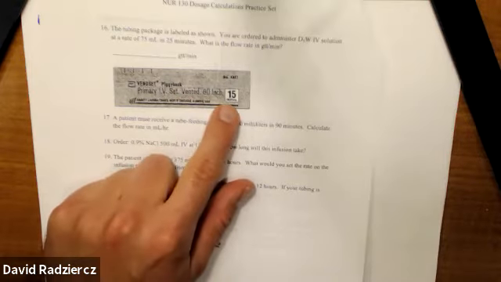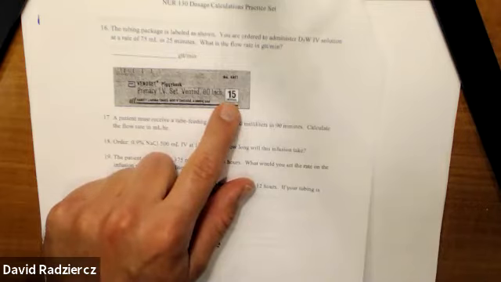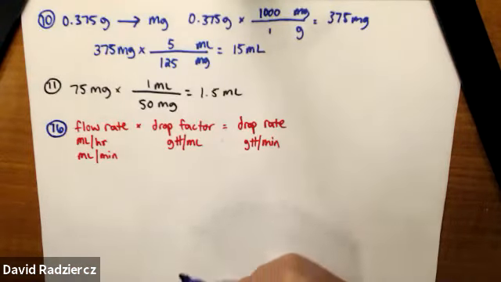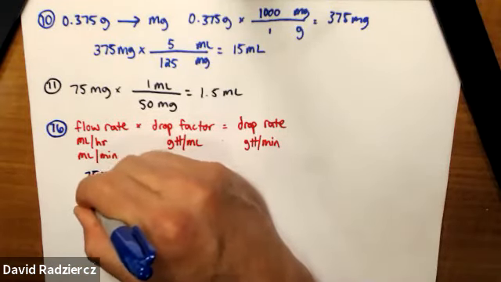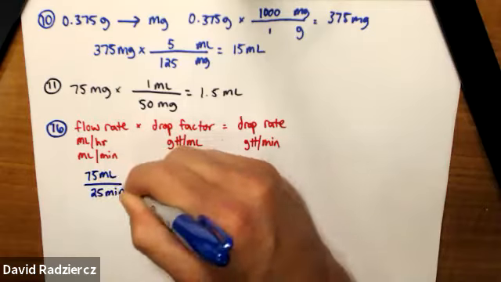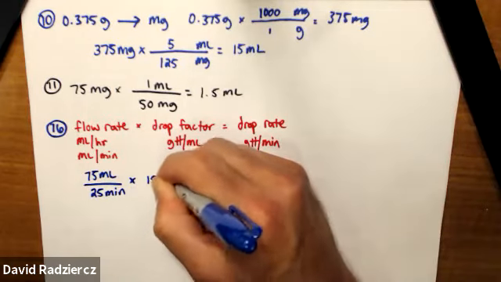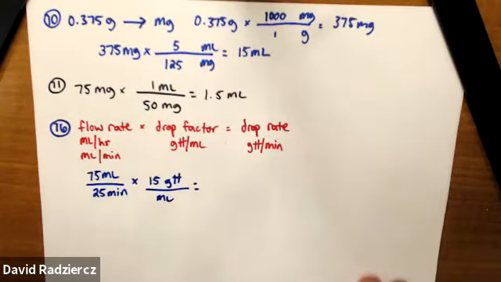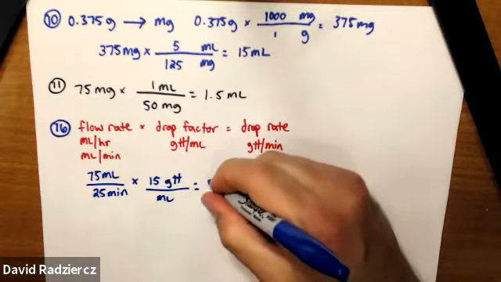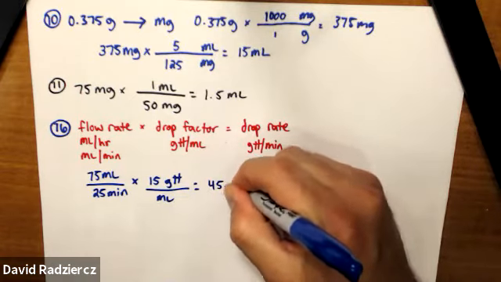It's commonly known, maybe not to you, but apparently for micro tubing. But every tubing, there's a whole variety. These come in 15, 10, 5, 20, 25. There's a variety of different drops per milliliter depending on the size of the tubing. So it says 75 milliliters, 25 minutes, times 15 drops per milliliter. Then you just multiply across the top, divide by the bottom, and you'll get 45 drops per minute.